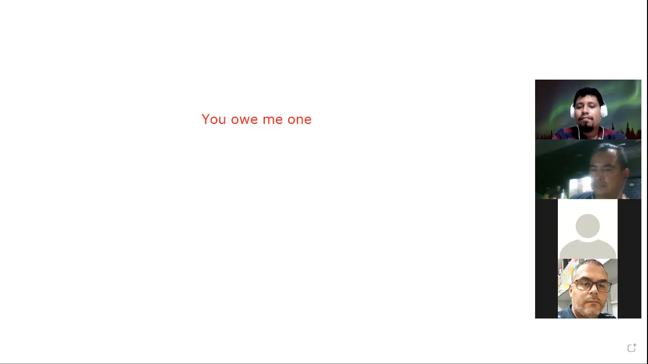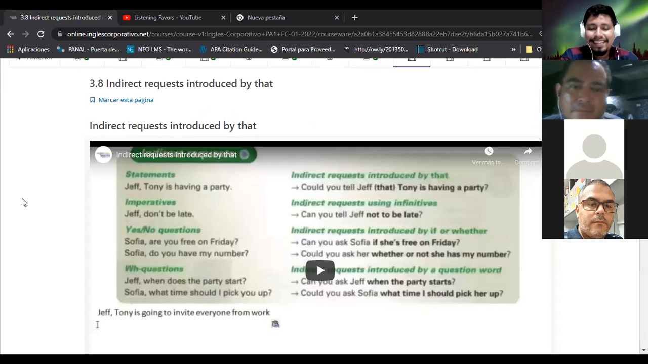Teacher, I can see the screen. Ah, perdón. Creo que lo siento, no estaba compartiendo lo que les estaba mostrando aquí. Creo que de esa forma usted puede tener una idea más certera de lo que estábamos hablando.